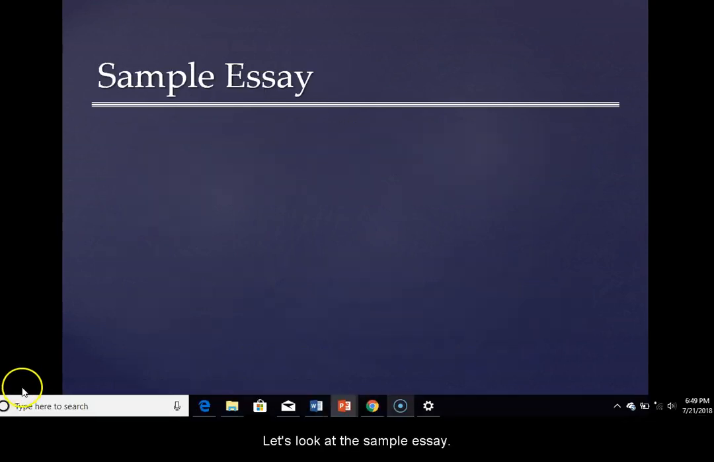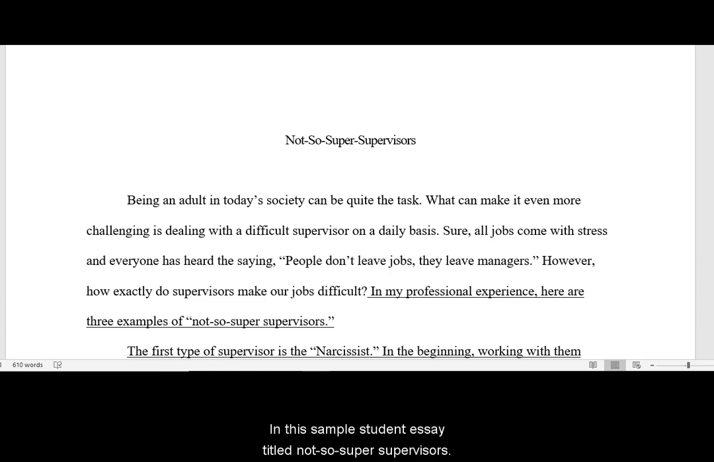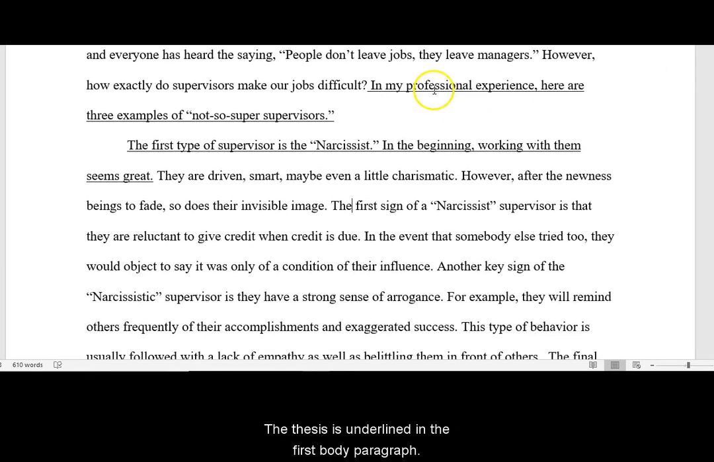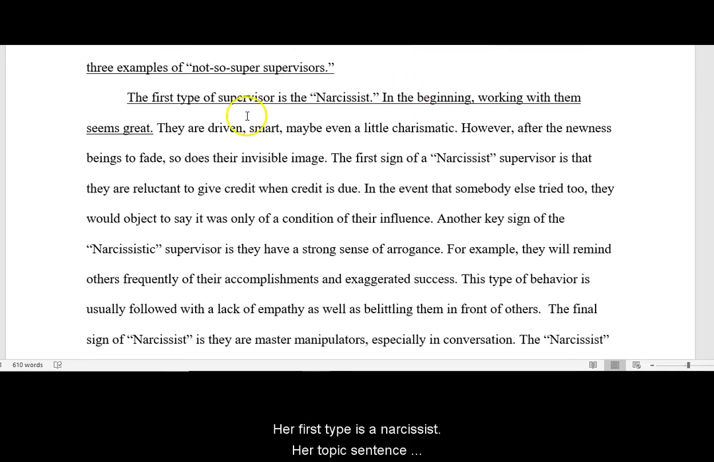Let's look at the sample essay. In this sample student essay titled Not So Super Supervisors, the writer has 5 paragraphs: 1 introduction, 3 bodies, and a conclusion. Her thesis is underlined in the first introduction paragraph. She promises that she's going to classify 3 examples of not so super supervisors. She's doing the types. Her first type is the narcissist. Her topic sentence establishes that this is the first type, as promised in the thesis statement.